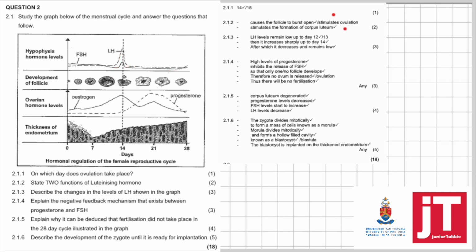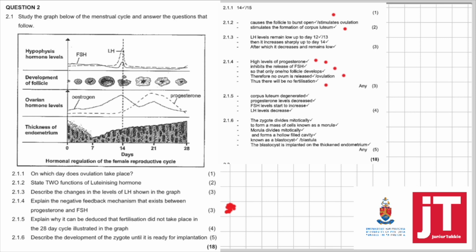Right. 214. Explain the negative feedback mechanism that exists between progesterone and FSH. This is something you should already know, grade 12s. High levels of progesterone will inhibit the release of FSH so that no follicles develop. So no ovum is released, there's no ovulation, and there can be no fertilization.